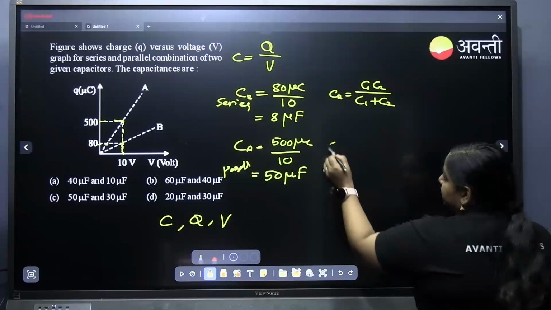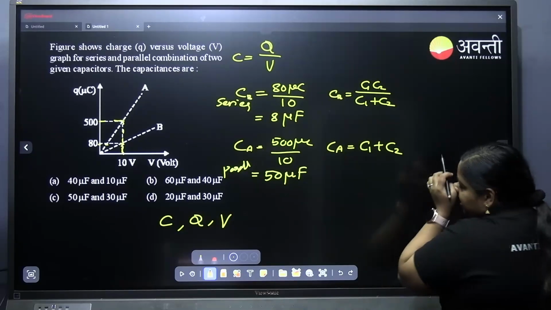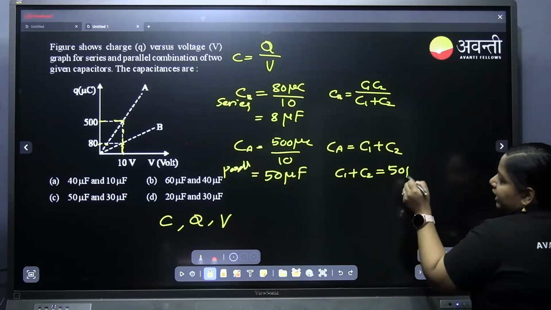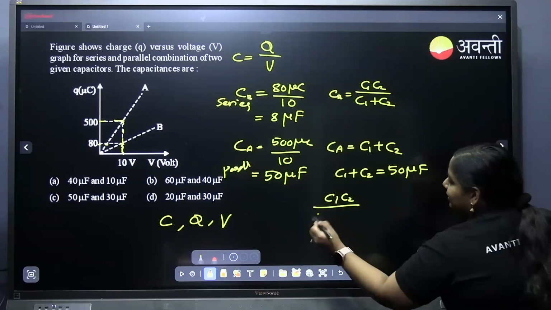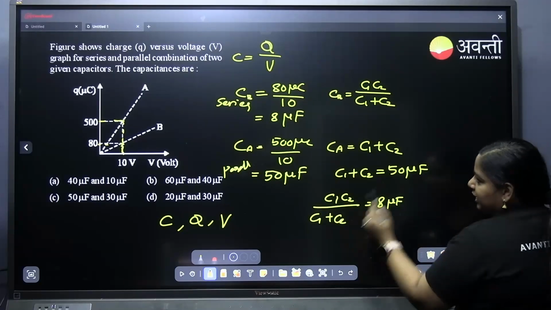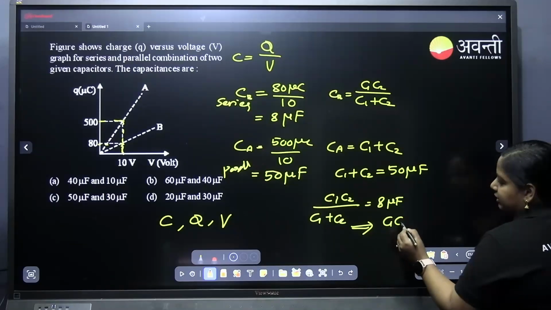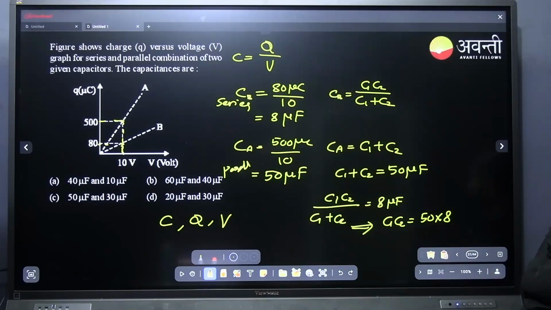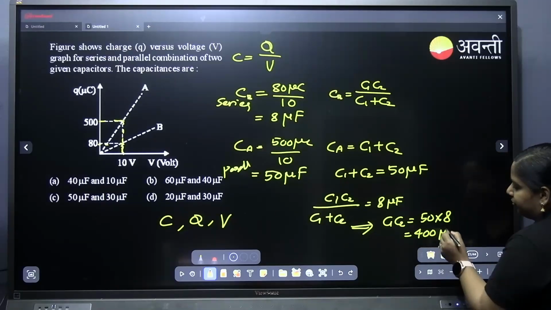And in parallel combination we can say CA equal to C1 plus C2. So from this you can get C1 plus C2 equal to 50 mu F. From this you will get C1 C2 by C1 plus C2 equal to 8 mu F. Since C1 plus C2 you can substitute as 50, this finally you can convert as C1 C2 equal to 50 into 8. What will be this value? It is equal to 400.